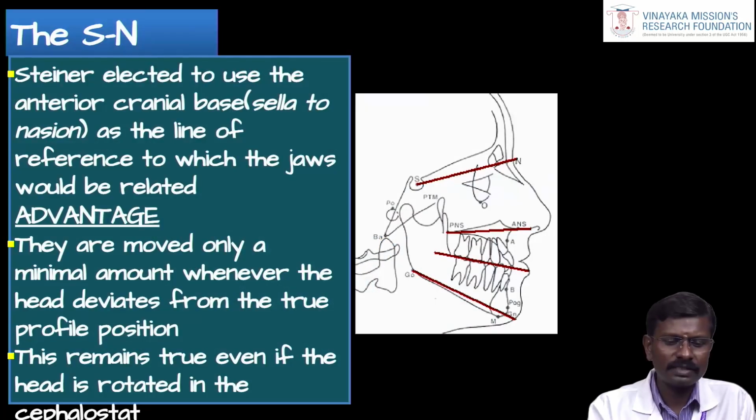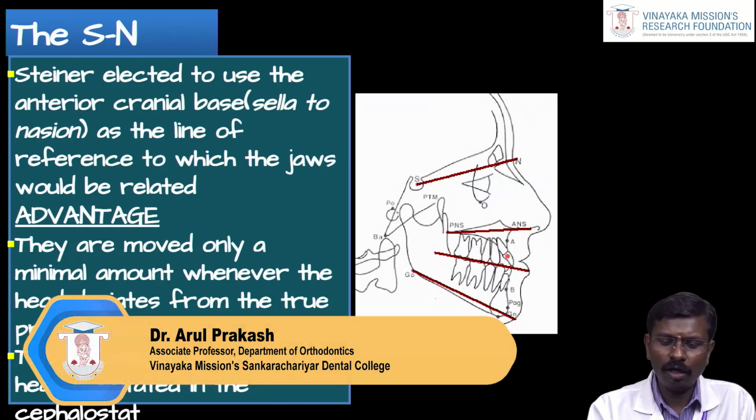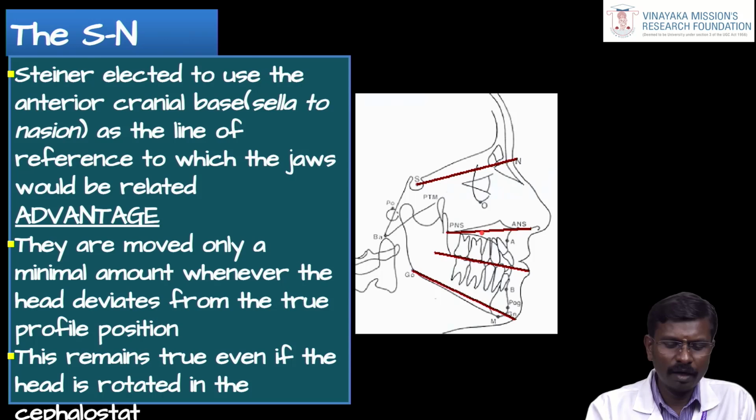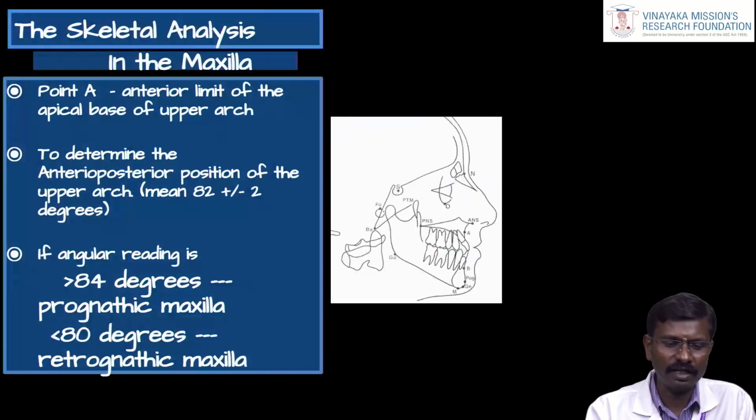So the SN plane: Steiner elected to use this anterior cranial base, the sella to nasion line, for reference, to relate the jaw to the cranial base. The advantage is that they are moved only in minimal amounts whenever the head deviates from the true profile position. This remains true even if the head is rotated in the cephalostat.